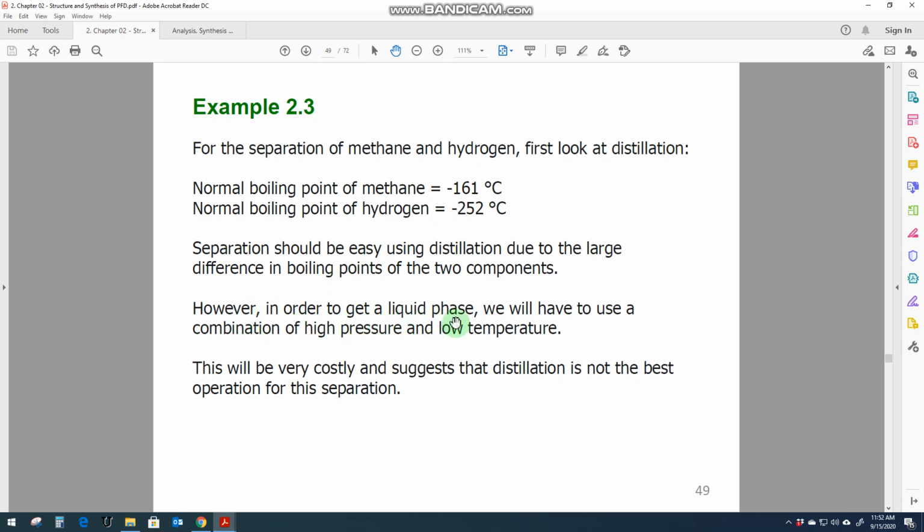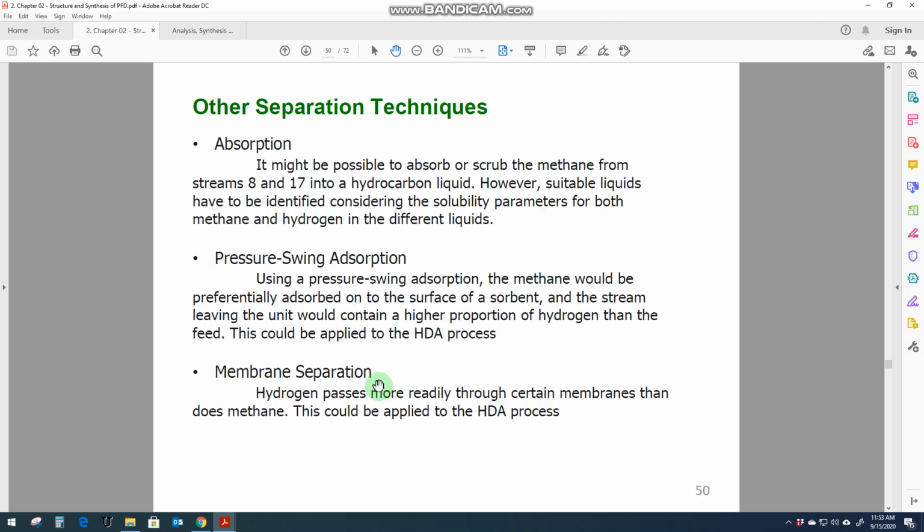However, in order to get a liquid phase, we will have to use a combination of high pressure and low temperature. Now, to separate methane and hydrogen, we need to create cryogenic conditions, and we need a very high pressure and a low temperature. This will be very costly and suggests that distillation is not the best operation here. So we can do the separation, but if we calculate the economics and the energy requirements, we see that cryogenic separation through distillation is not practical, and it will cost you more in the process.